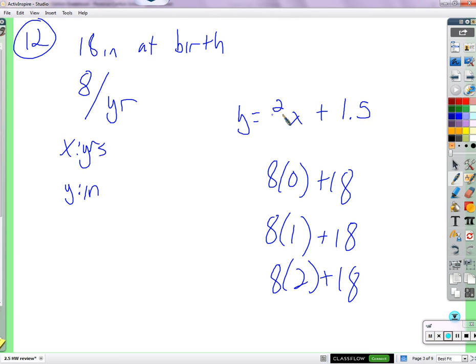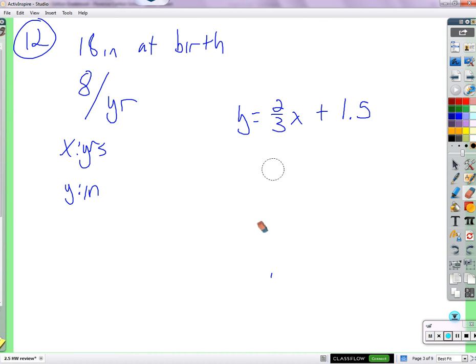2/3, right? You got 2/3. Okay. So all of these numbers change, but the truth's still the same. 1.5 feet plus 2/3 of a foot, for every year that goes by.